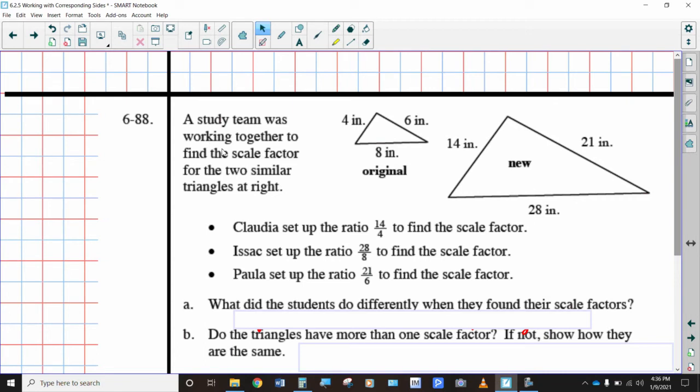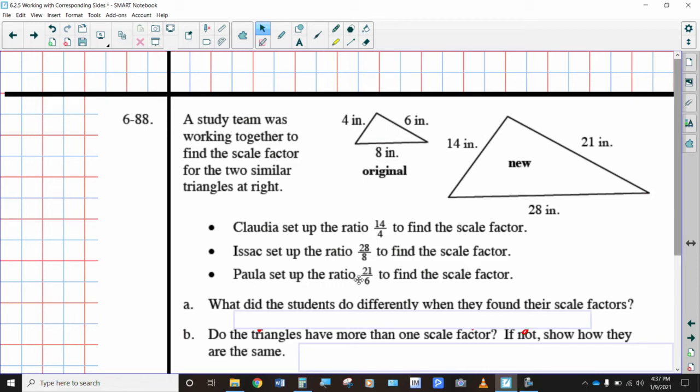All right, so a study team is working together to find the scale factor between these two triangles. Claudia set up the ratio 14/4. Isaac set up the ratio 28/8. And Paula set up the ratio of 21/6. So my question I always ask is, which one of them is right? How could they all be different?